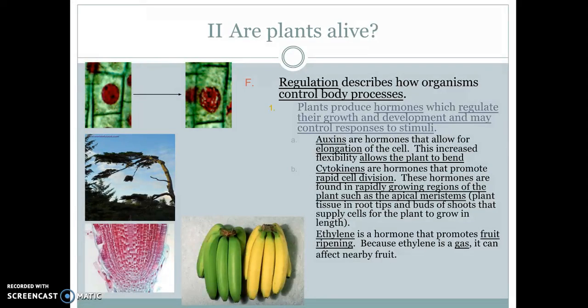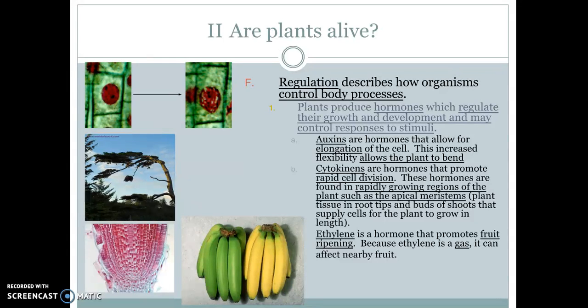Regulation, just pretty much describing how organisms control their body processes. So to regulate is to control. So plants produce hormones which actually regulate their growth and development and actually control responses to stimuli. So auxins are hormones that actually allow for elongation of the cell. So this is leading to increased flexibility and actually allows the plant to bend.